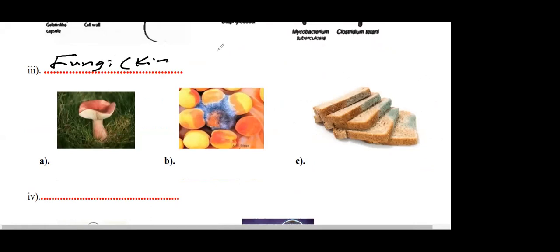Now in this kingdom fungi, you can see here mushrooms. What is the scientific term used for the mushrooms? Agaricus. What is it called? Agaricus. Right here, Agaricus.